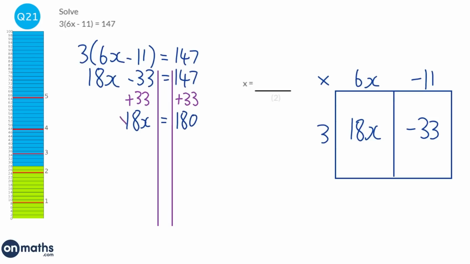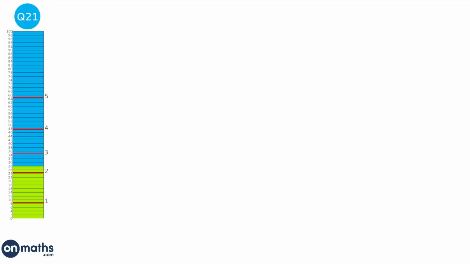Next, we want to get rid of this times 18. So we're going to do that by dividing both sides by 18. On the left hand side, we're left with our x, and on the right hand side, we're doing 180 divided by 18, which is 10. So our answer is x equals 10.